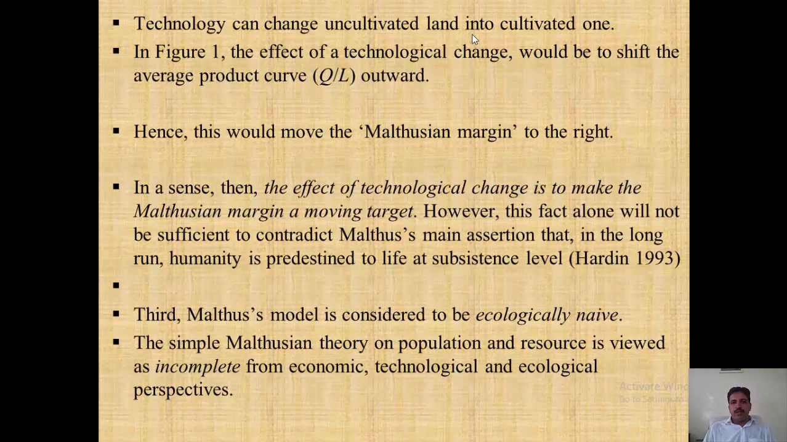Technology can change uncultivated land into cultivated land. In figure 1, the effect of technological change would shift the average output outward. Hence, this would move the Malthusian margin to the right. In this sense, the effect of technological change is to make the Malthusian margin a moving target. However, this effect will not be sufficient to overturn the main Malthus assertion that in the long run humanity is predestined to a life at subsistence level.